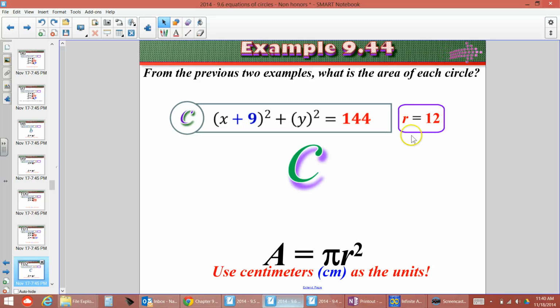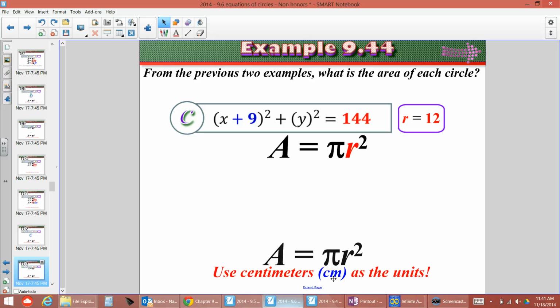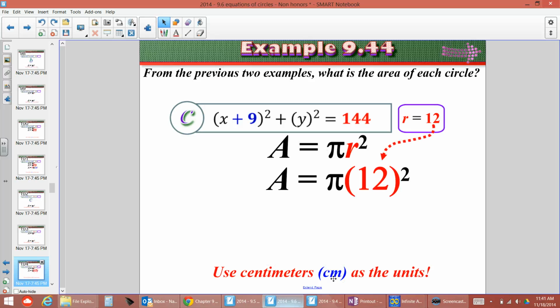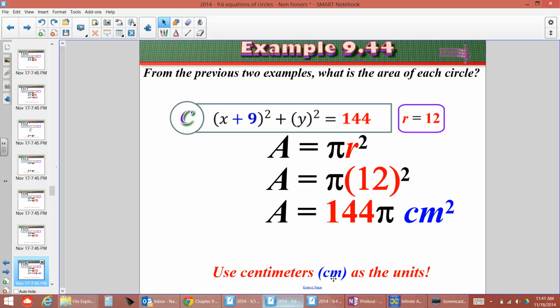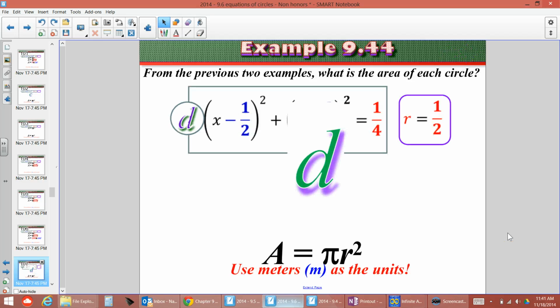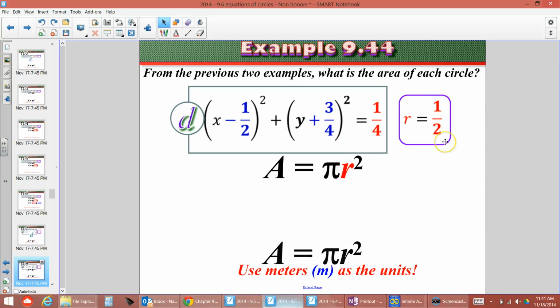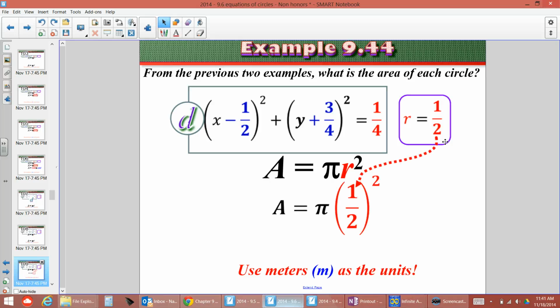Here we have r equals 12. We're told to use centimeters squared. So I say pi r squared. I plug in my r. I square it and get 144 pi centimeters squared. Again, you don't try and multiply the pi in. You just leave it alone. 144 pi centimeters squared. The last one is r is 1/2. Now we're going to get pi r squared. We square the 1/2 to get 1/4 pi meters squared. Here to use meters for the units, so meters squared. Whenever you're using area, you're going to have a squared value.